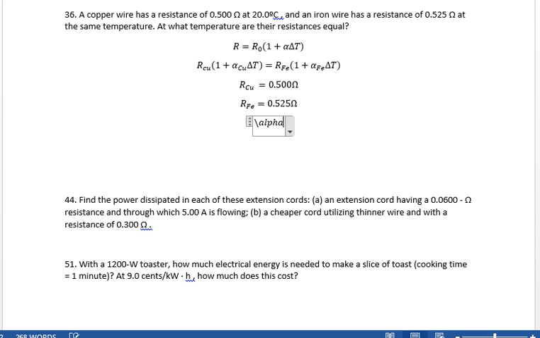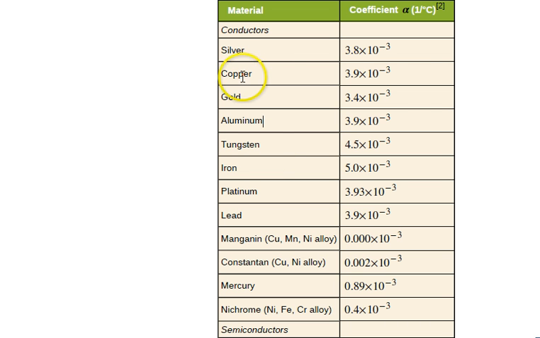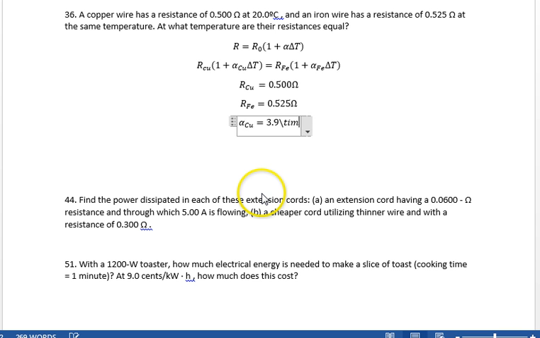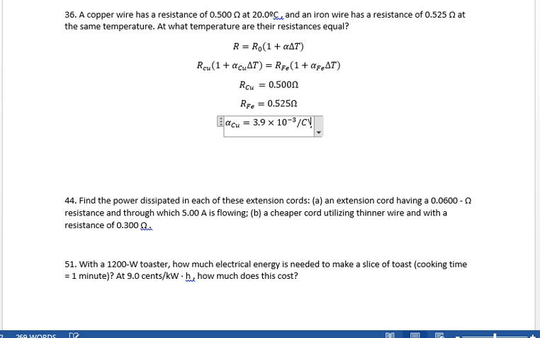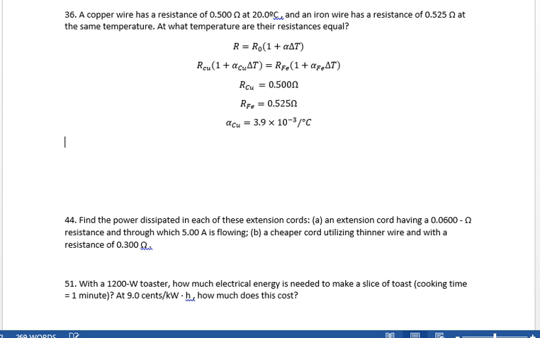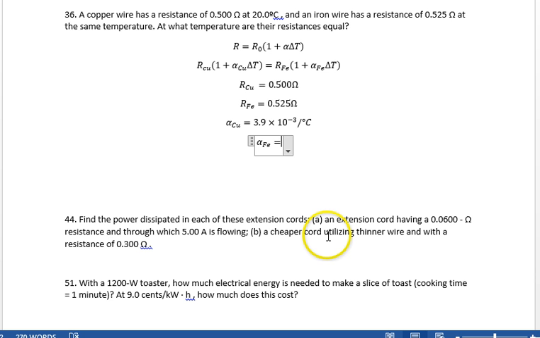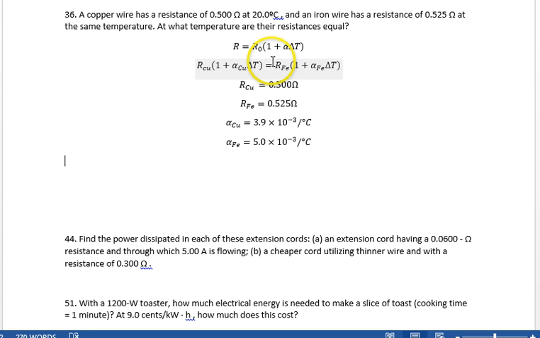All right, we have to look up the coefficients. Alpha of copper is 3.9 times 10 to the minus 3 per degree C. And for iron, from the table, it is 5 times 10 to the minus 3 per degree C. Okay? All right. And what we're after is delta T.